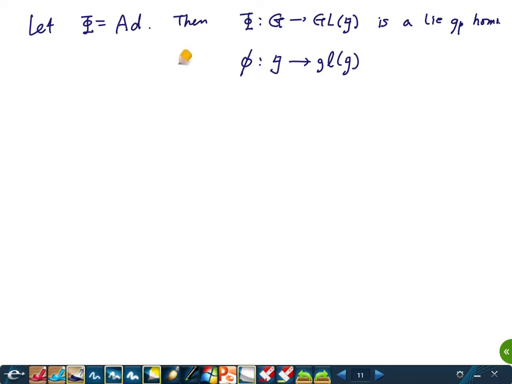So we have a Lie algebra homomorphism, the unique homomorphism, like that. So now we are saying that this is ad. Then what is this? What is this then? It is ad. So that's the theorem. Okay.